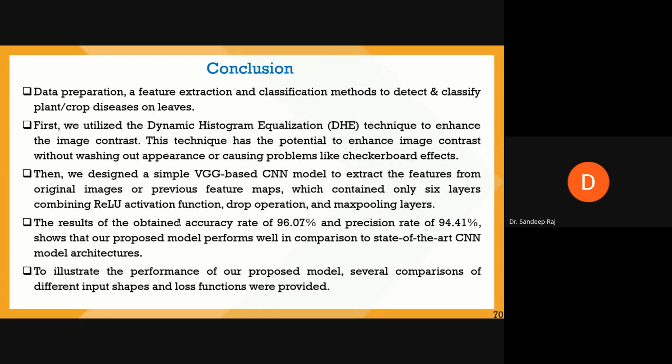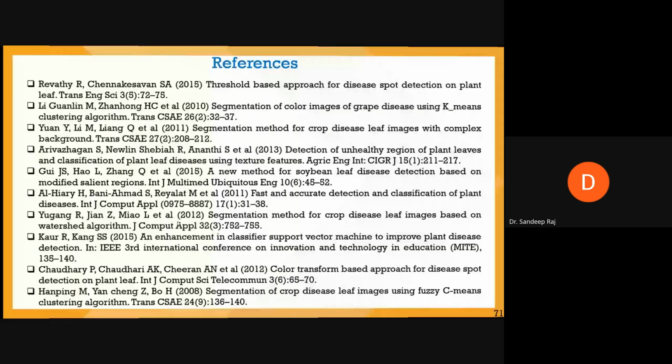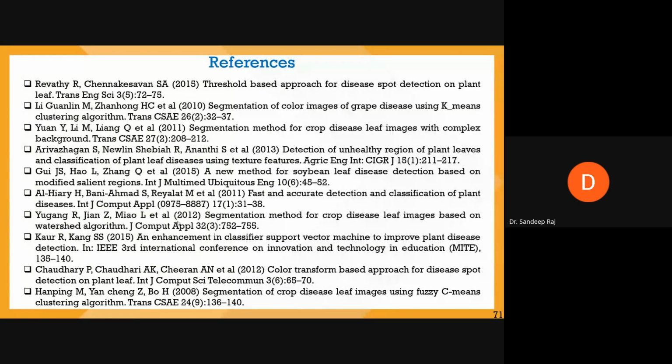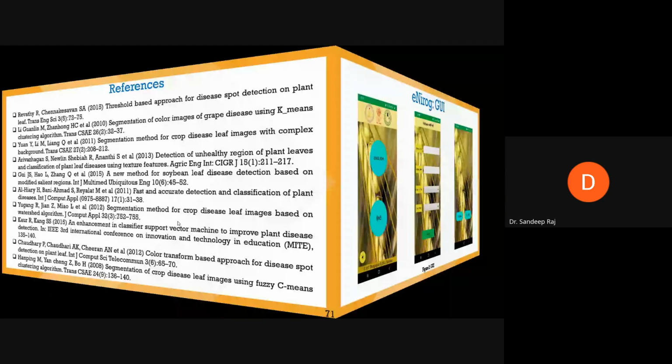And for publishing papers, it is quite essential that you highlight that the accuracy you have achieved is more than the existing or the state of the art techniques. And again, to illustrate the performance of any model, several comparisons for different shapes and loss functions can be provided to emphasize the depth of the research. And these are the references.